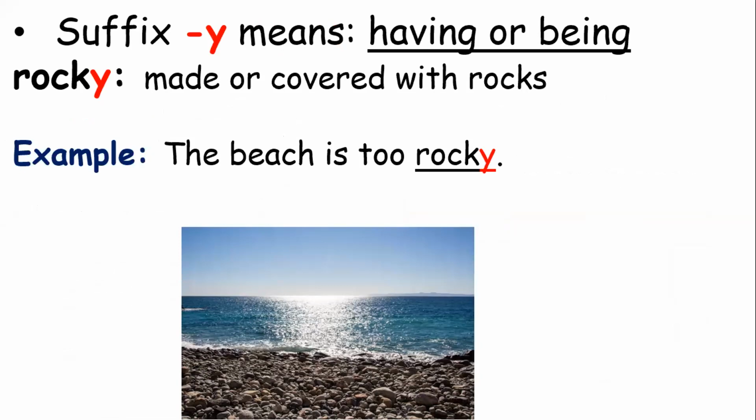The suffix Y means having or being. Okay? We can use it for adjectives as well. So suffix Y means having or being, to have something or to be something. Like rocky, made or covered with rocks. So it has rocks or it is being rocky. Example, the beach is too rocky. There are so many rocks, the beach, like you can see on this picture.